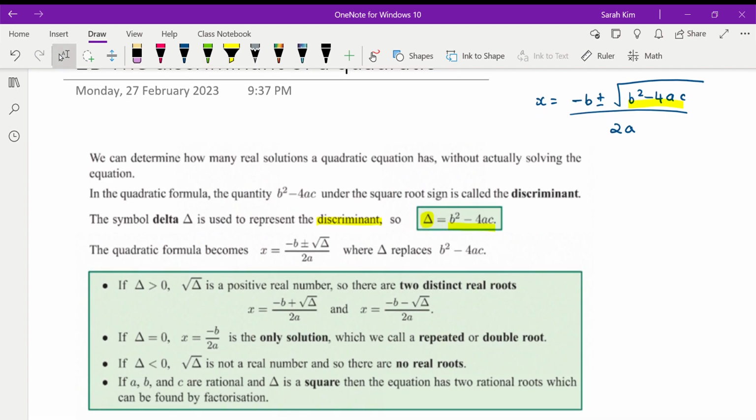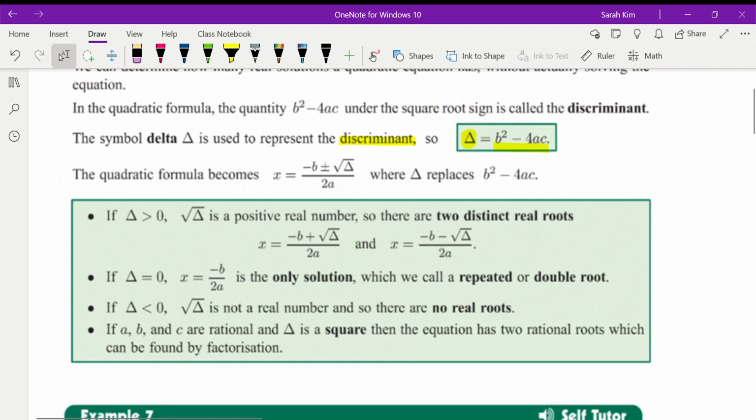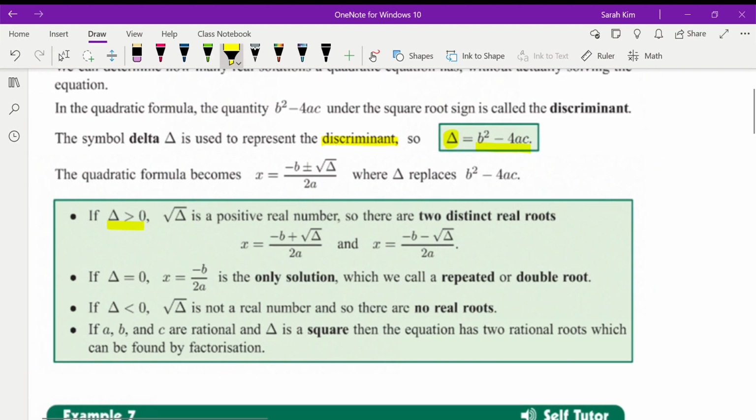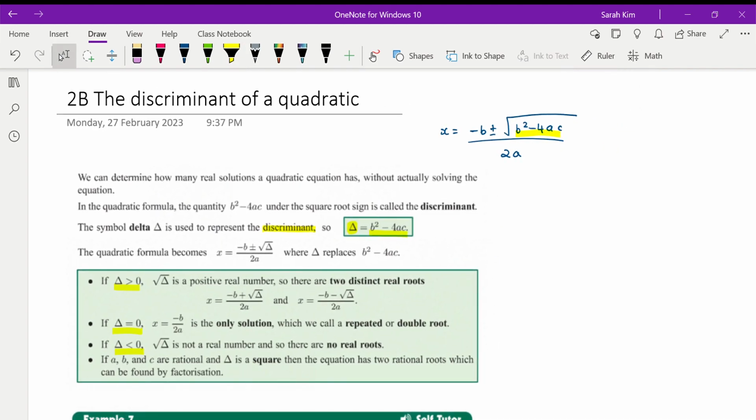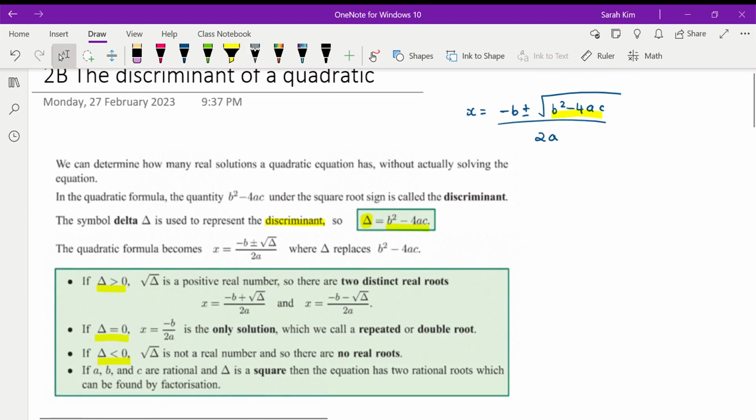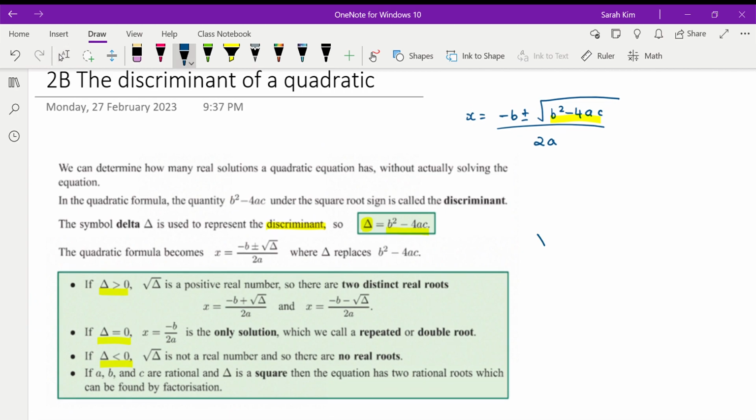So, as you can see, we will have three pieces of information. So we have three cases. It can be greater than 0, it could be equal to 0, and it can be less than 0. And each of those cases will tell us how many answers we get and what type of answers. So have a think about it. If I tell you that under a square root, our discriminant, b squared take 4ac, ends up being greater than 0, what do you think?